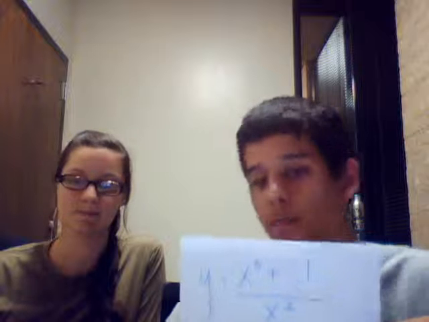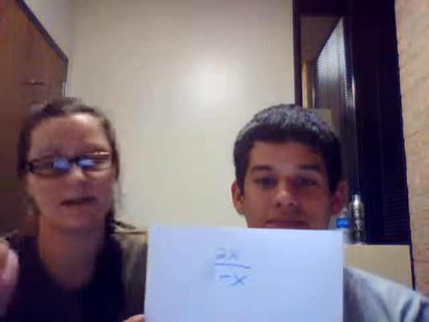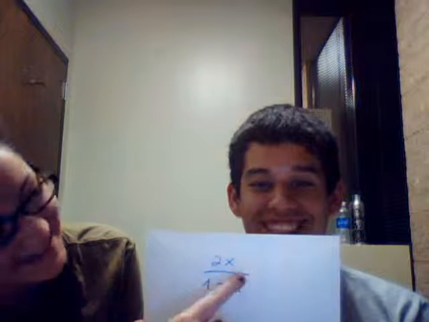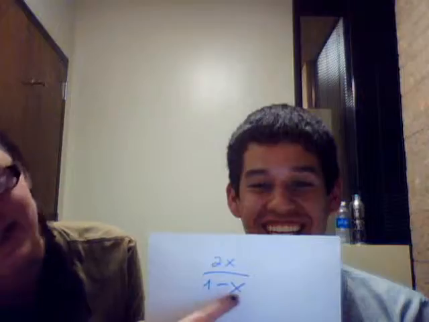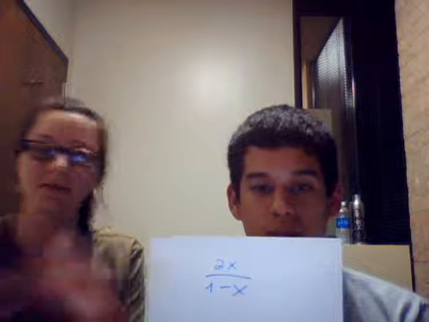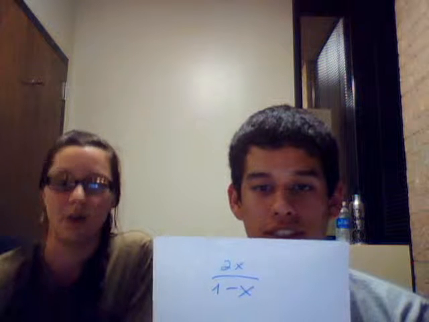What would happen if the power in the numerator was equal to that of the denominator, Jen? If the highest power in the denominator was equal to the highest power in the numerator, then your horizontal asymptote would be the ratio of the coefficients. For example, say we had 2x over 1 minus x. Our highest power is 1 on the top, and our highest power is 1 on the bottom. Your coefficient on the top is 2, and your coefficient on the bottom is -1. So you have 2 over -1, so your horizontal asymptote would be at y equals -2.